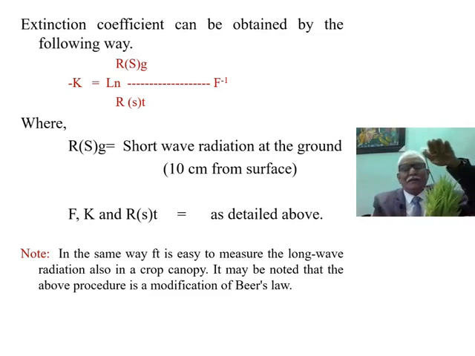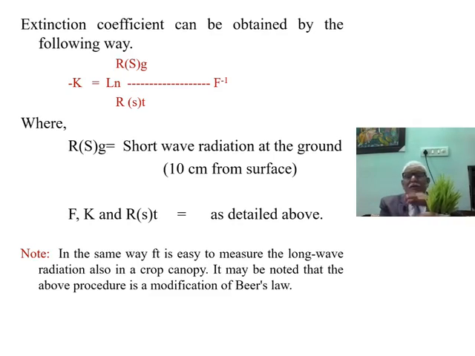That means radiant energy falls. For example, this is the crop. Radiant energy 1 meter above is RST. RSZ, you wanted to know, is just 10 centimeters above. For over 30 years I taught my students, and my MSc and PhD students have worked on this technique. This is one of the simplest and most wonderful techniques to know radiation interception.